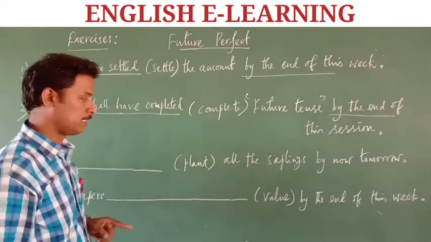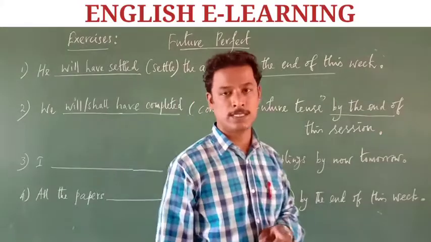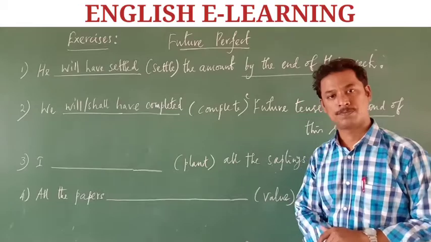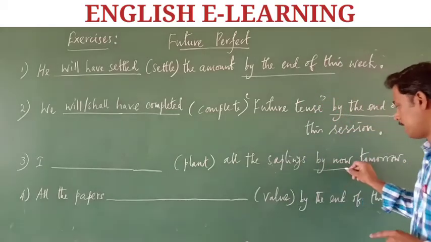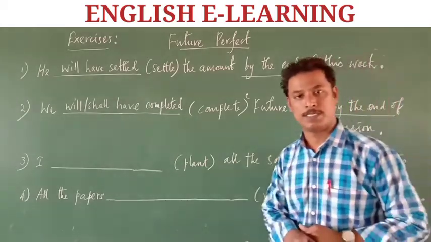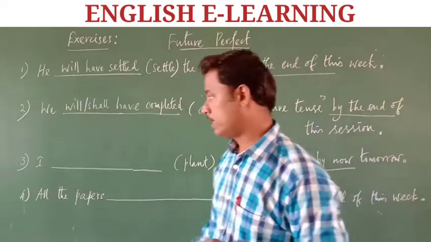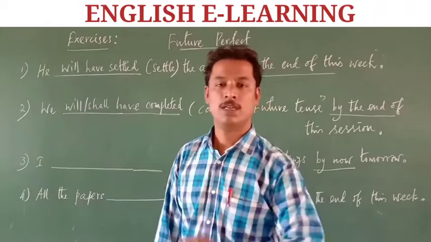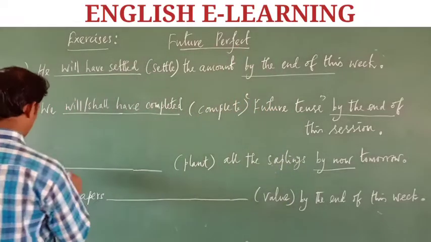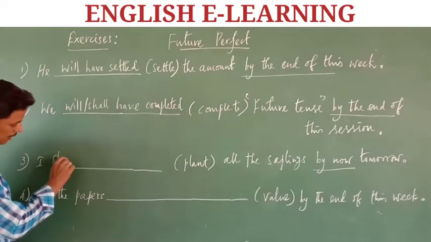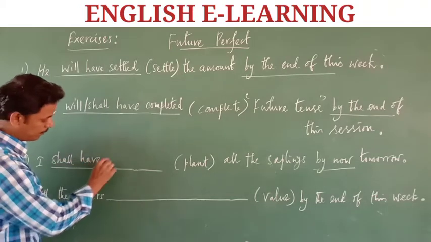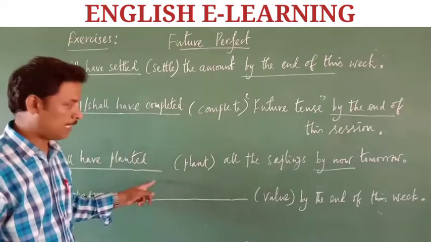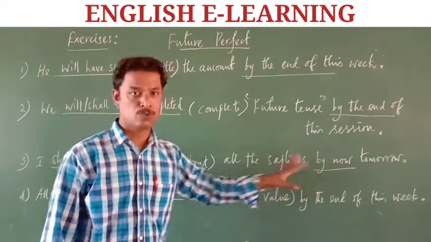And then third sentence. I dash all the saplings by now tomorrow. The keyword is by now tomorrow. Right. So use future perfect, and then after the subject I we can use both will and shall. So answer is I shall have verb 3 is planted. I shall have planted all the saplings by now tomorrow.